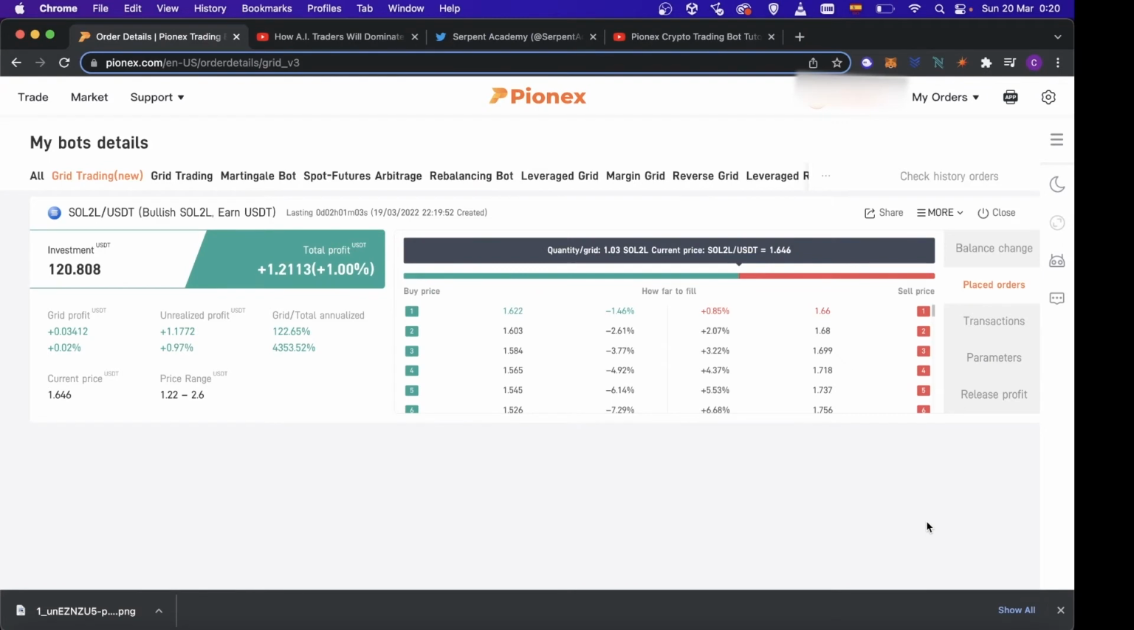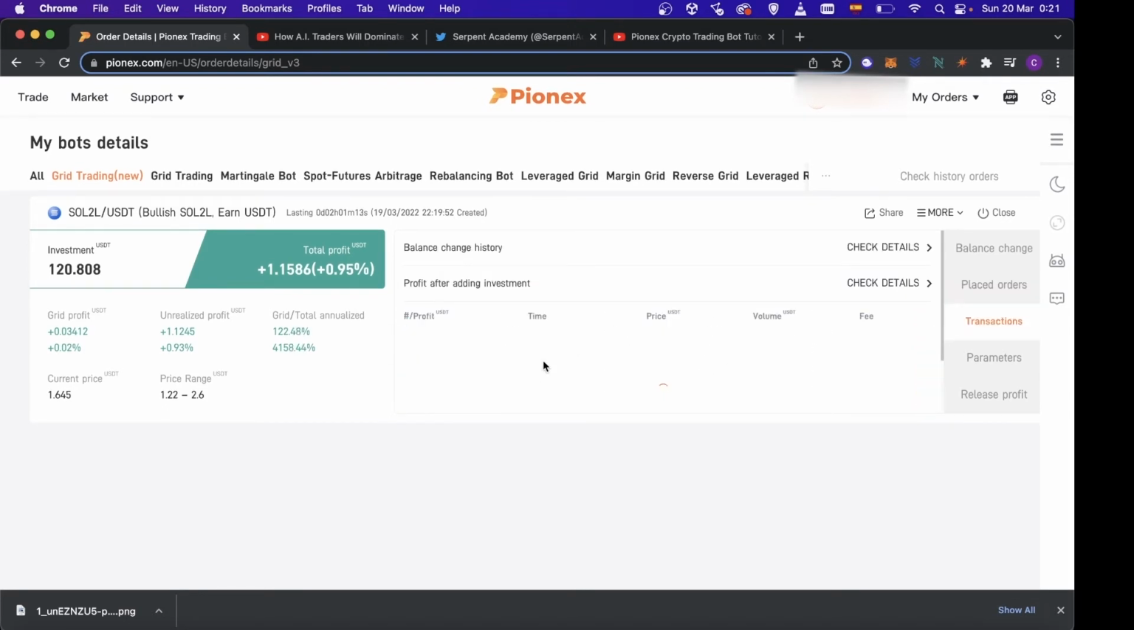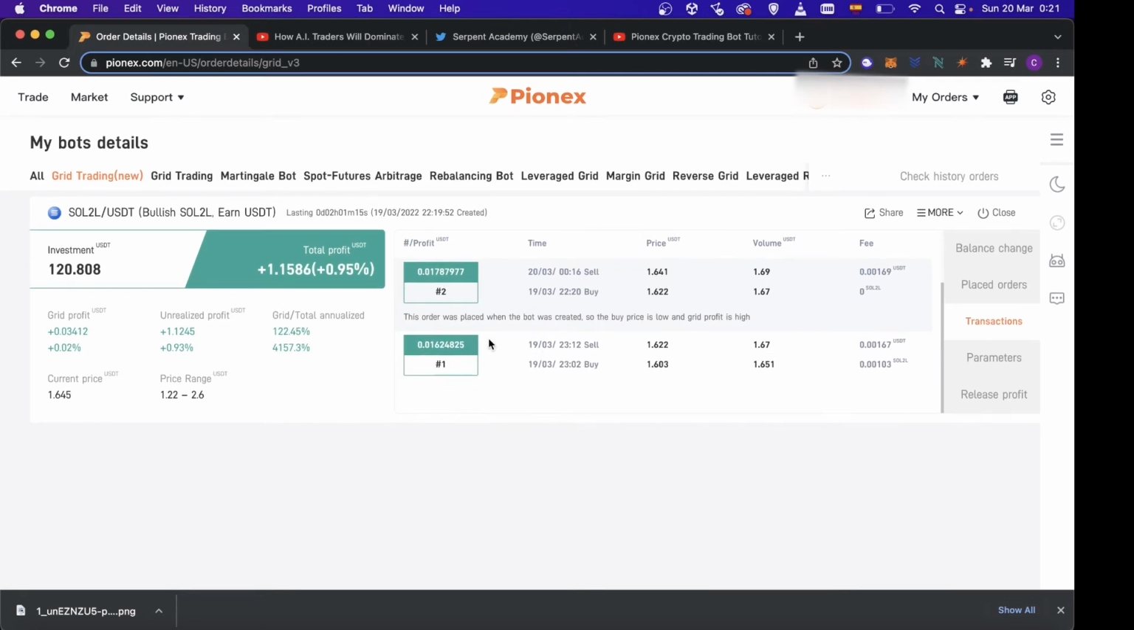Okay, so as I told you, only about 1 or 2 hours have passed and the robot is in profit. We can see the transactions, we have 2 transactions. It doesn't matter if the price goes down to the initial price. If we stop that robot at the initial price, we will be profiting because it was fluctuating. It goes down, we buy, and when it goes up, we sell.